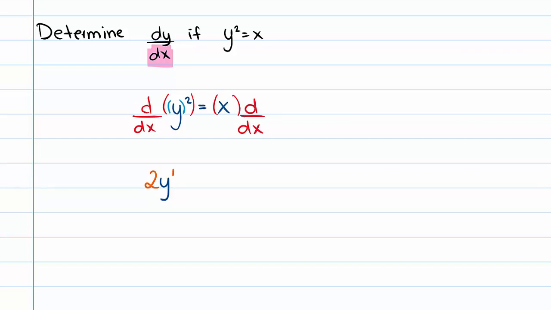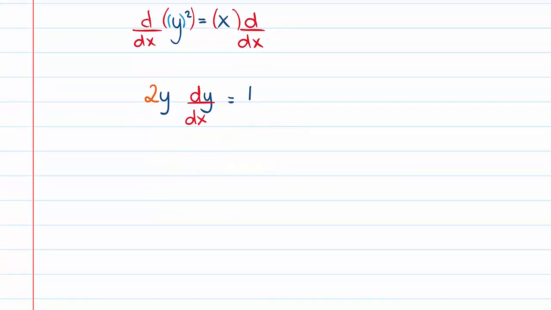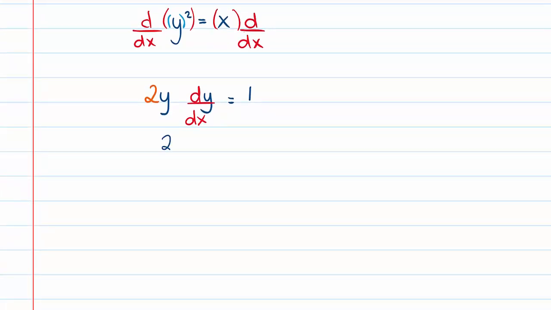And then times dy divided by dx. So it's 2y, and that's a 1 exponent, so I'm going to erase it because we don't write a 1 as an exponent. Dy/dx is equal to the derivative of x, which is simply 1. So I'll write that again: 2y dy/dx is equal to 1.